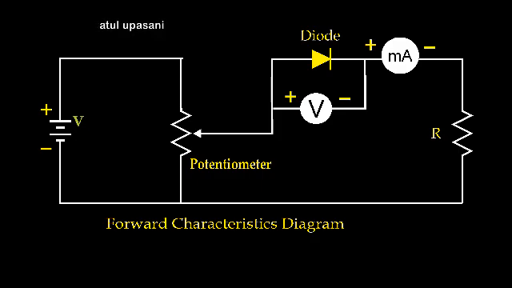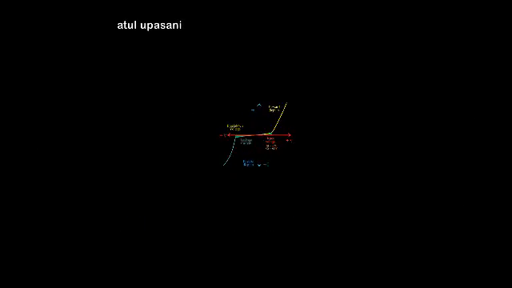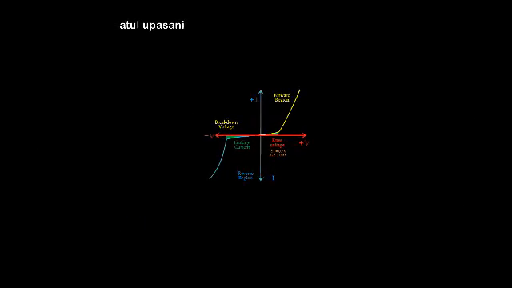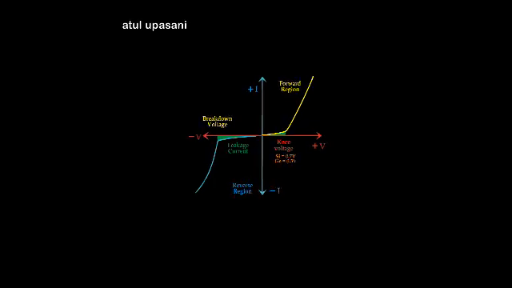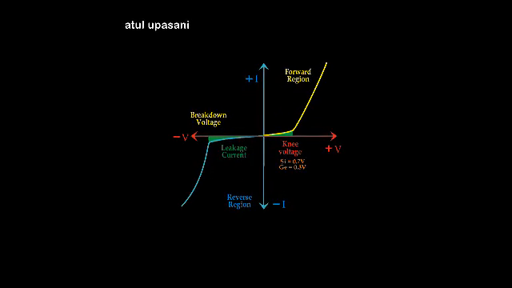So we have to take the readings of applied voltage to the diode and the current flowing through the diode. The relationship between the applied voltage and the current in the diode will give the graph, and this graph is called the volt ampere characteristics of p-n junction diode, or VI characteristics of p-n junction diode.